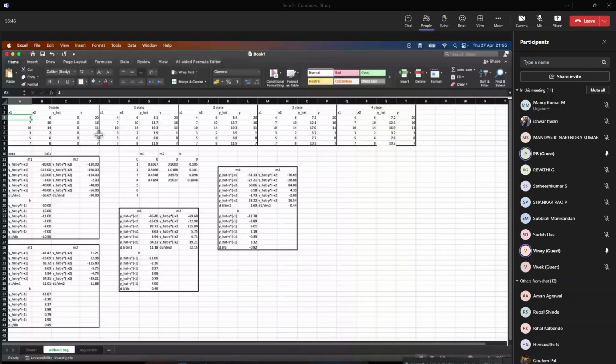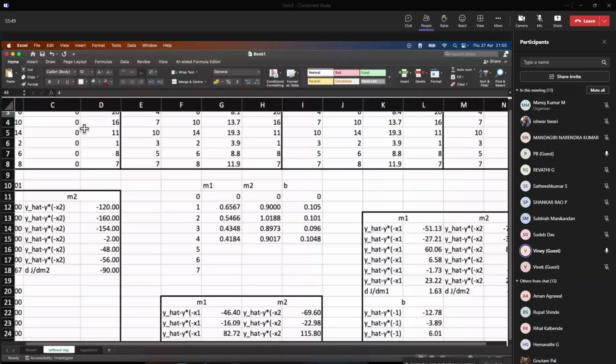So can you zoom a bit so that things are a bit more visible? Yeah, sure. Yeah. Thanks.